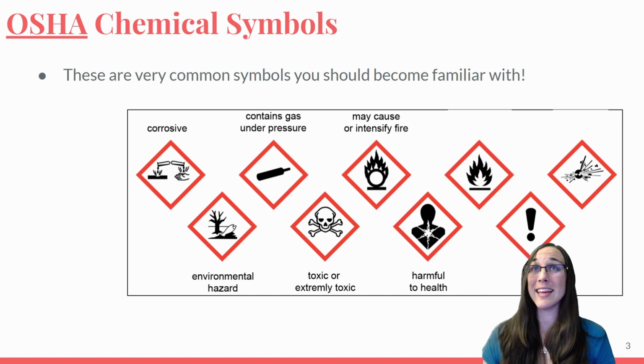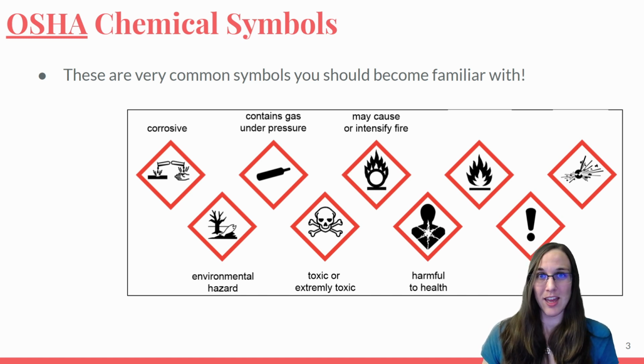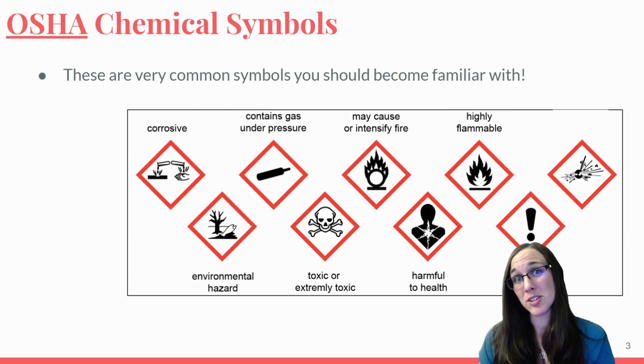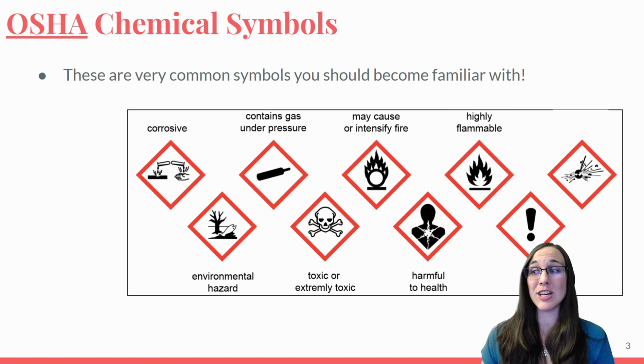The next one is a fire, ooh ha ha. And whenever you see a fire symbol for OSHA, that means it's highly flammable. So whatever that chemical is, it can go up in smoke, so to speak.